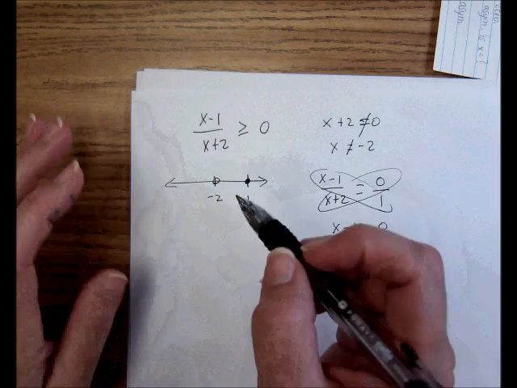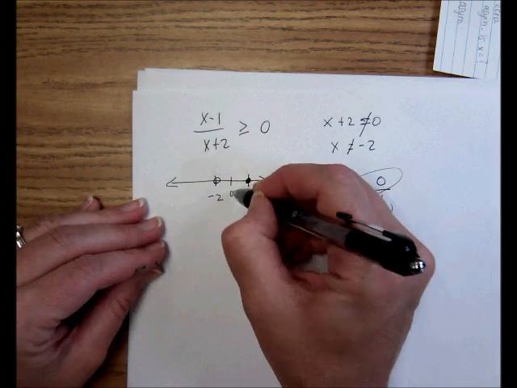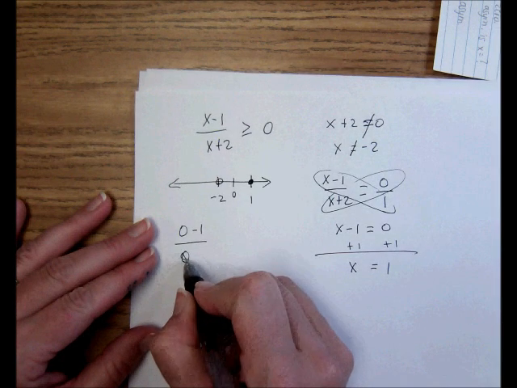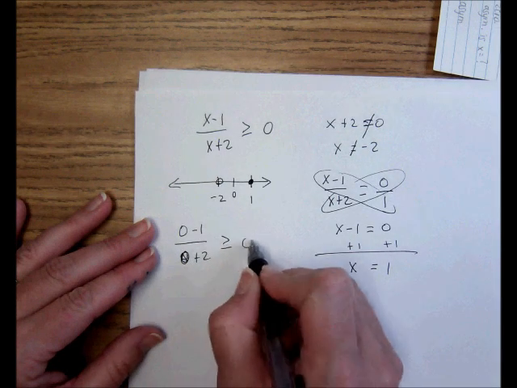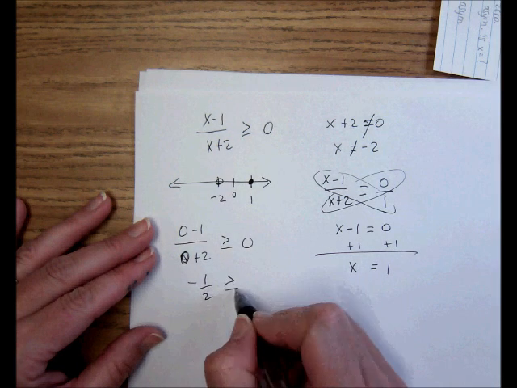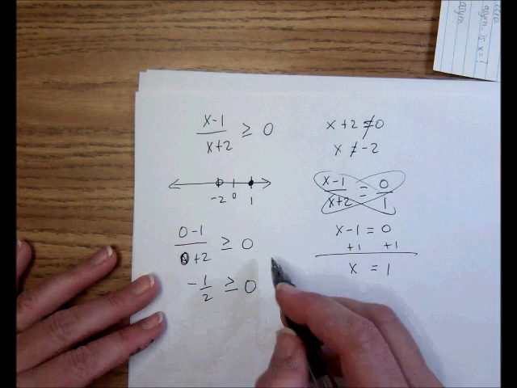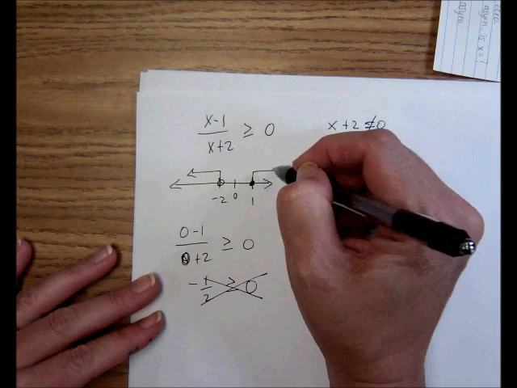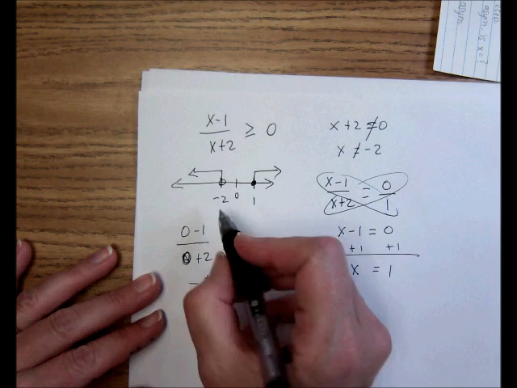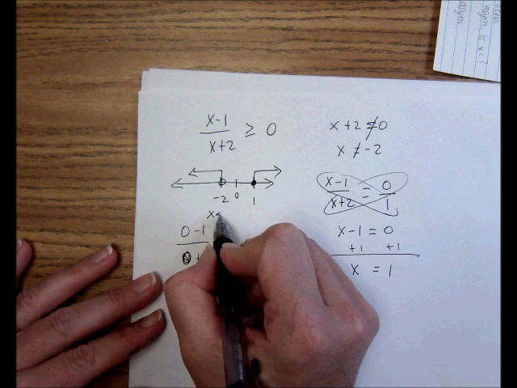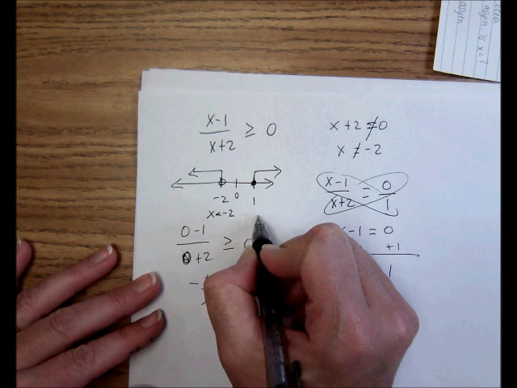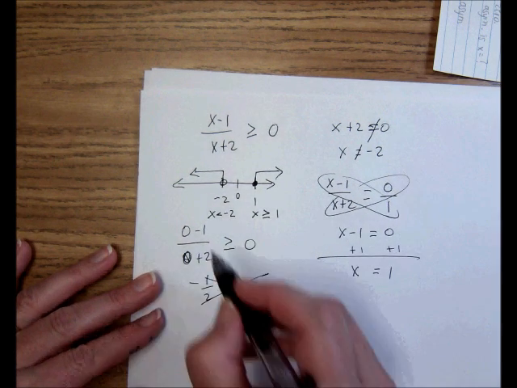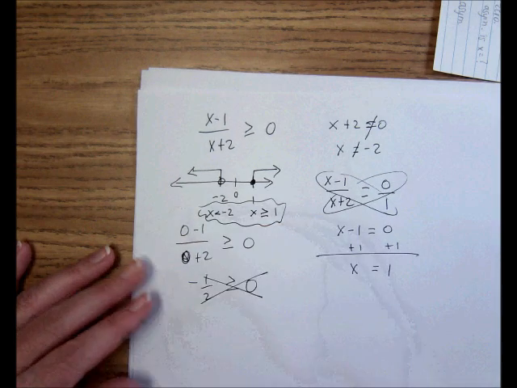And now I pick a number, and I'm going to pick 0. And I'm going to see if 0 can be a solution. 0 minus 1 over 0 plus 2 is greater than or equal to 0. And it says -1/2 is greater than or equal to 0, which is not true. Bam. So I know that my arrows are going to point outwards. Now, this means that my x values are going to be less than -2, and my x values are going to be greater than or equal to 1. And that's what my inequality would be.